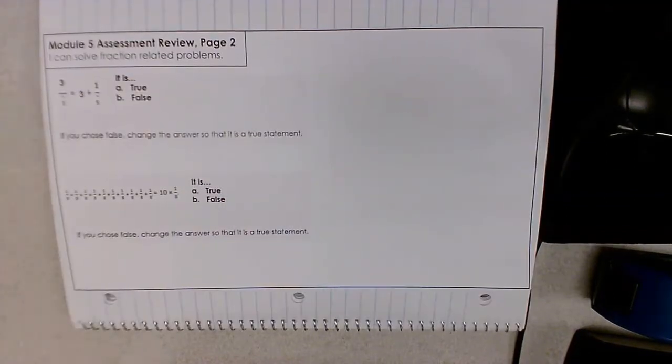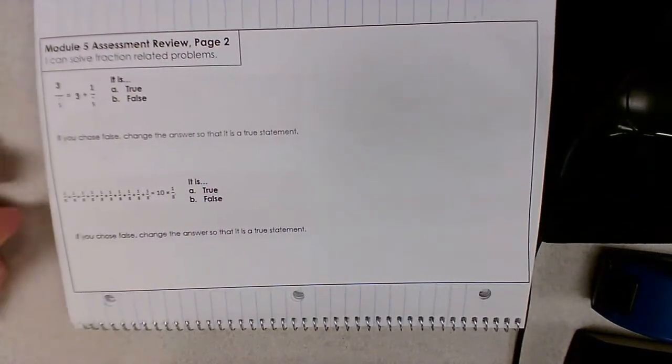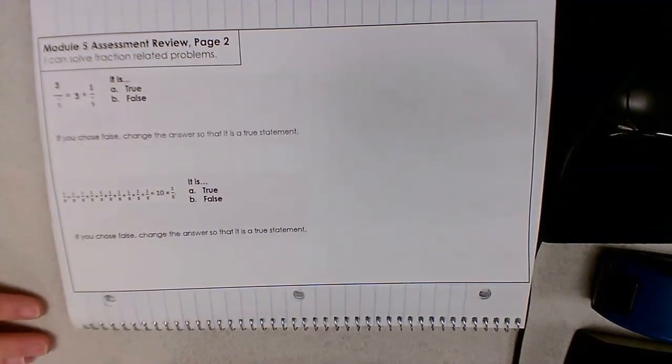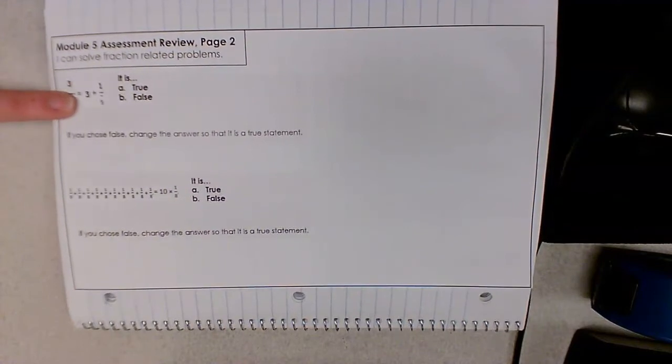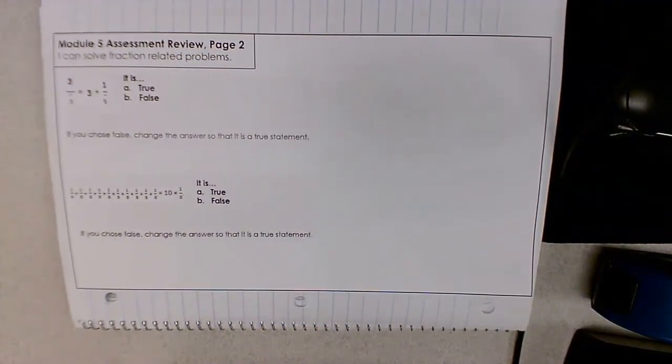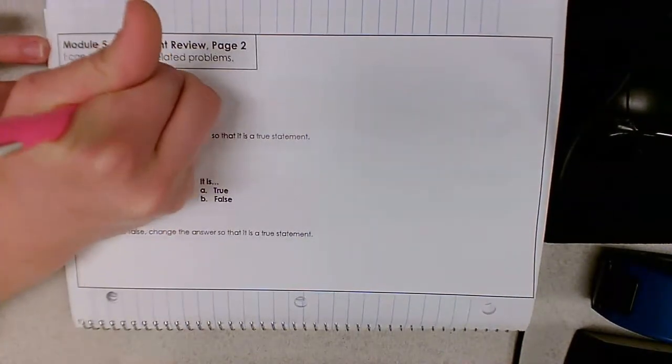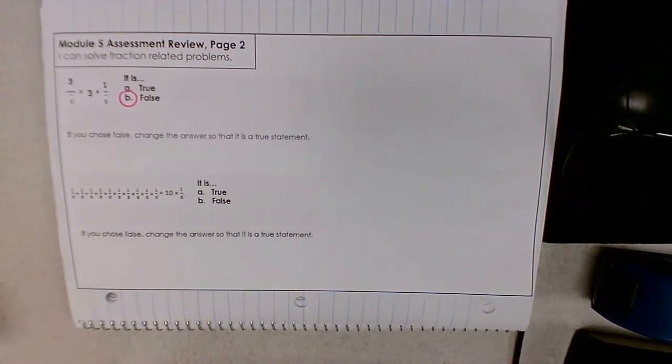For our last 2 problems today, we're going to analyze whether or not they are true or false. And if they're false, we're going to ask ourselves how we can fix it to become true. We have an addition statement and a multiplication statement. 3/5 equals 3 plus 1/5. Is this a true statement or is this a false statement? You might be looking at it and saying, false. If it is false, we're going to change it so that it's a true statement.